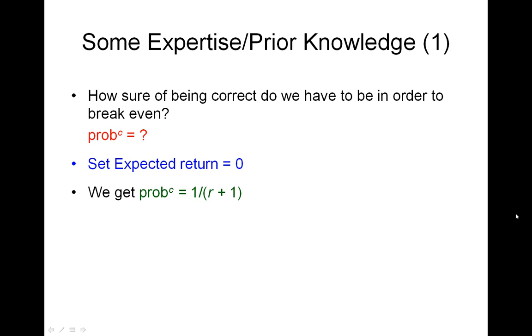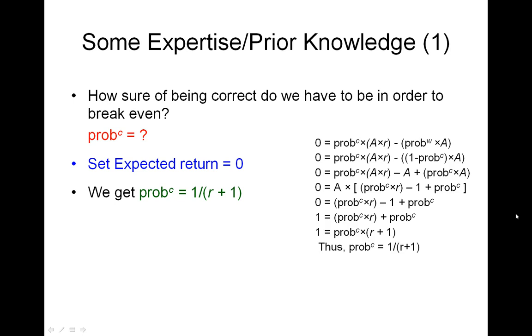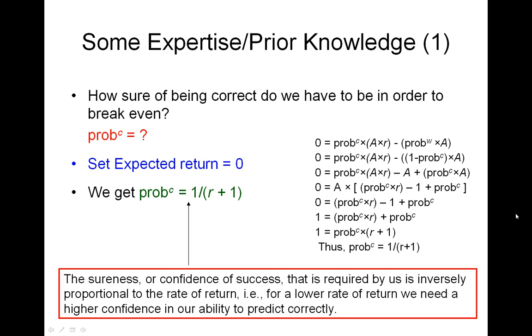Given our earlier formula, we get probability of being correct as 1 over r plus 1, and some of the math used to derive that is given on the right for those of us who are interested. But what it boils down to is that the probability of being correct is inversely proportional to our rate of return.